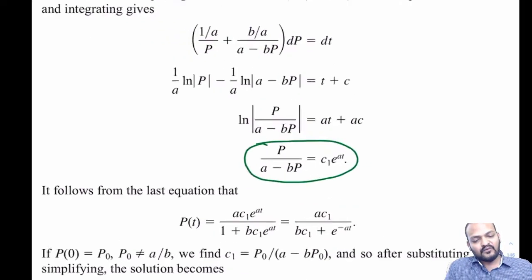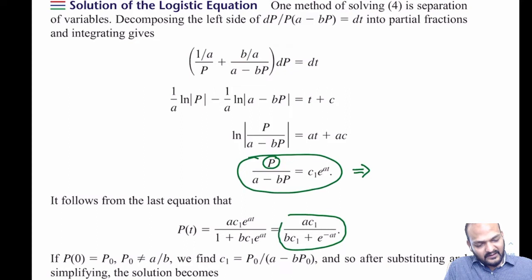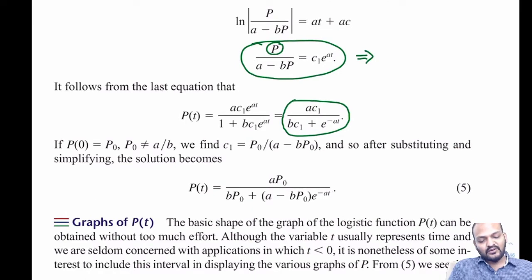This is going to be your solution, which is P over (A minus B P) is equal to C1 e to the A t. Our goal is to find P. This is an implicit solution, not an explicit solution. If you solve this explicitly for P, you get A times C1, where C1 depends on the initial population, divided by B C1 plus e to the negative A t, right? So that is what the solution is going to look like.